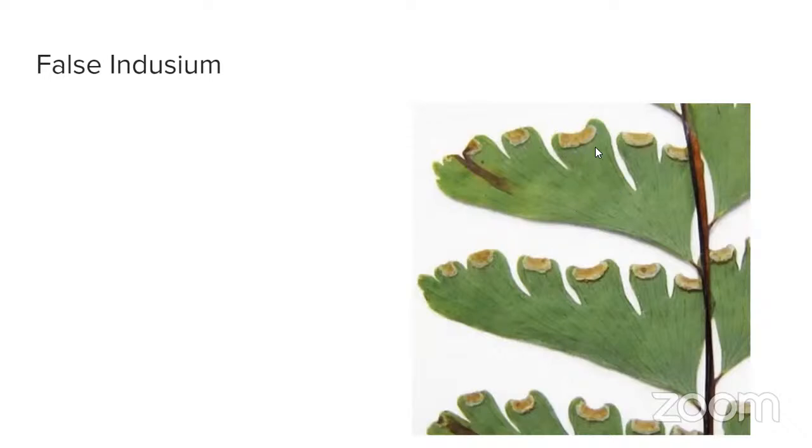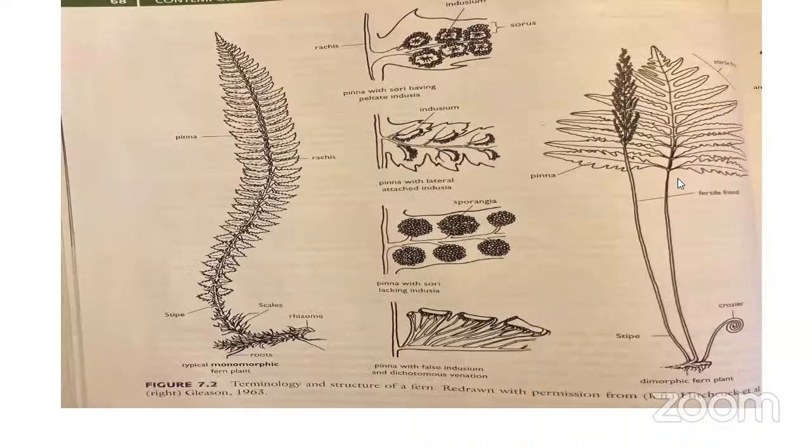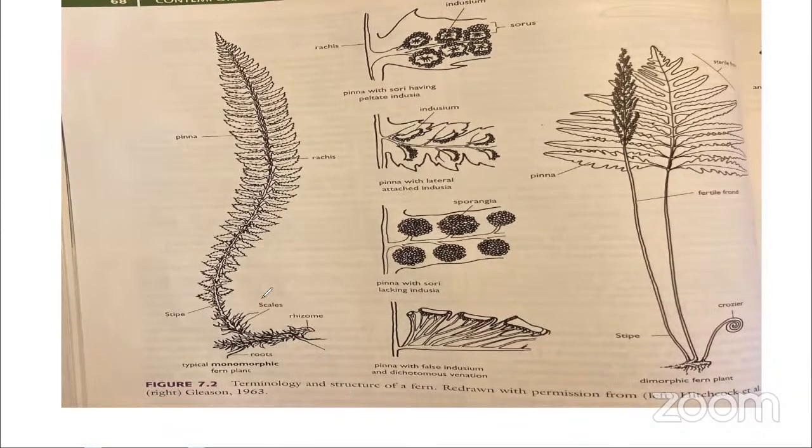It's actually part of the frond. So that's the distinguishing factor for false indusium. Here are just some more reference pictures of a sorus, of an indusium, of the sporangia, and the false indusium. So we can also see here some more ways we might refer to parts of our fern.